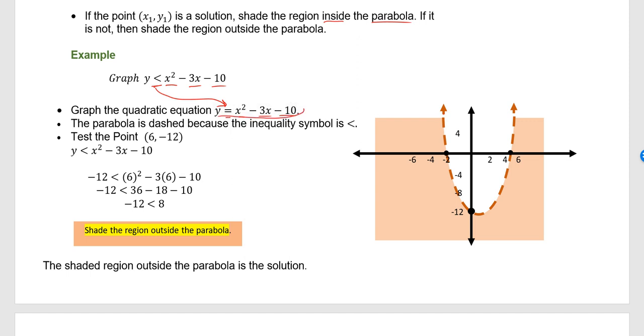So first we graph the equation. x squared minus 3x minus 10 gives us this parabola. You can convince yourself that this is the parabola for this equation. Complete the square or use whatever method necessary to identify this parabola and be able to graph it. Once you've done that, the first step is to recognize that the parabola should be dashed, because the inequality symbol is less than, it's not less than or equal.